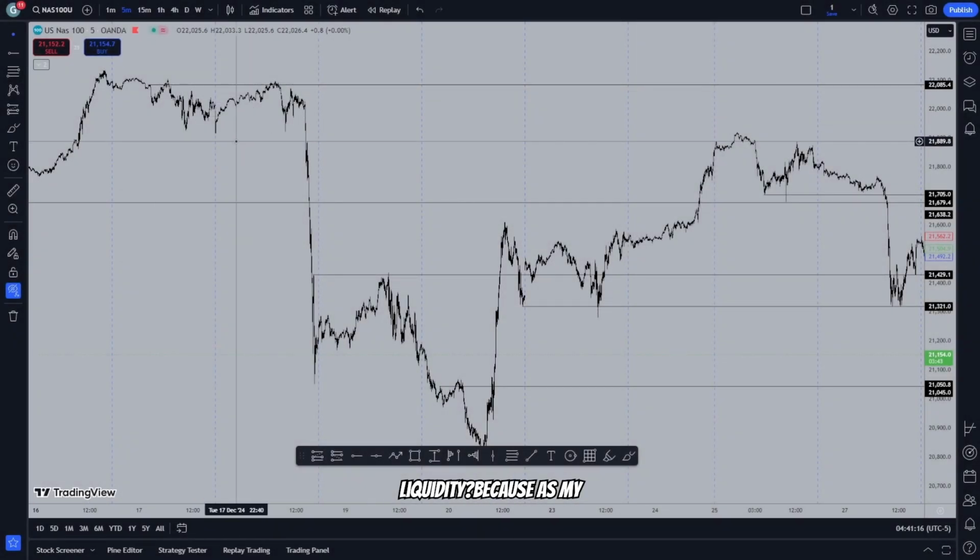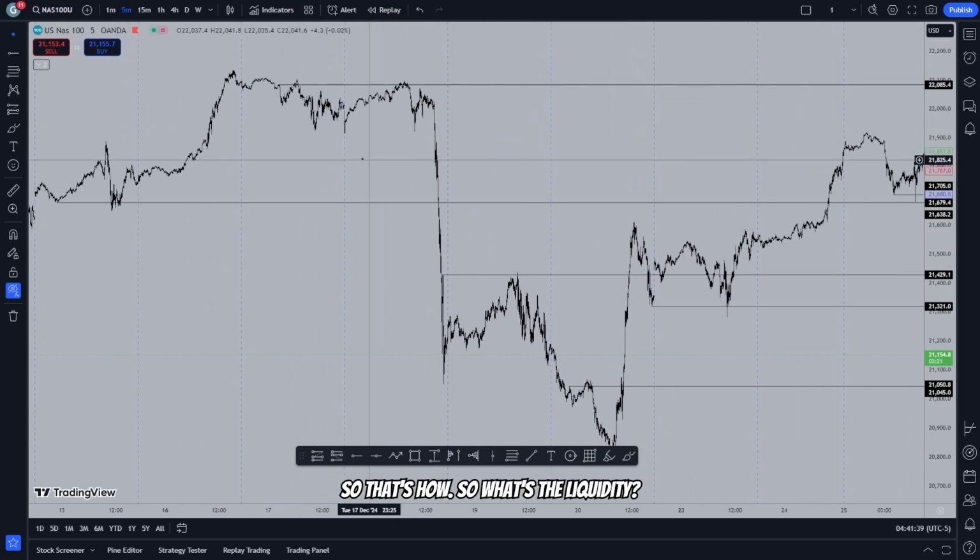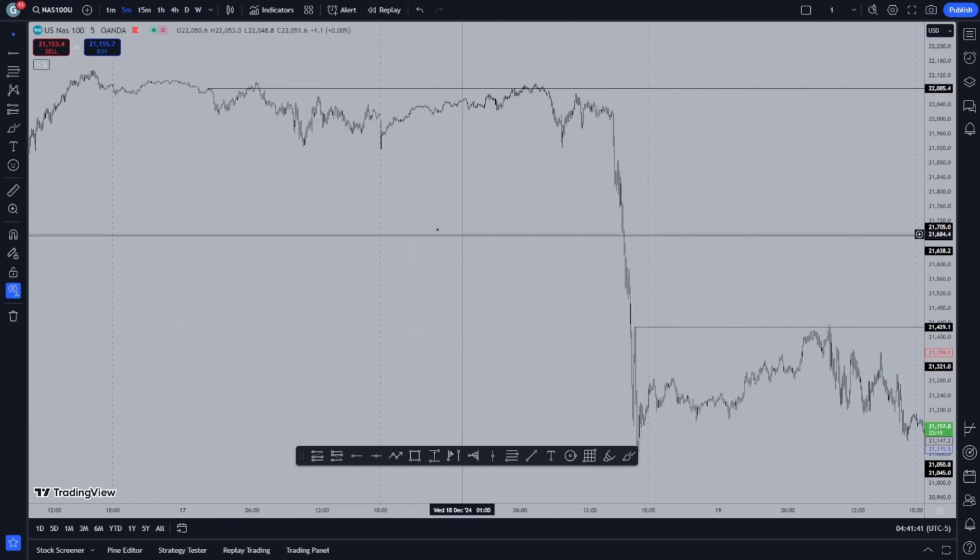So what is liquidity? Because my strategy is called the liquidity strategy, so what's liquidity? Liquidity is the stop losses of lots of traders. Every time somebody is buying, somebody else is selling. If somebody wants to win with a buy position, then somebody else will lose with a sell position. So that's what liquidity is.